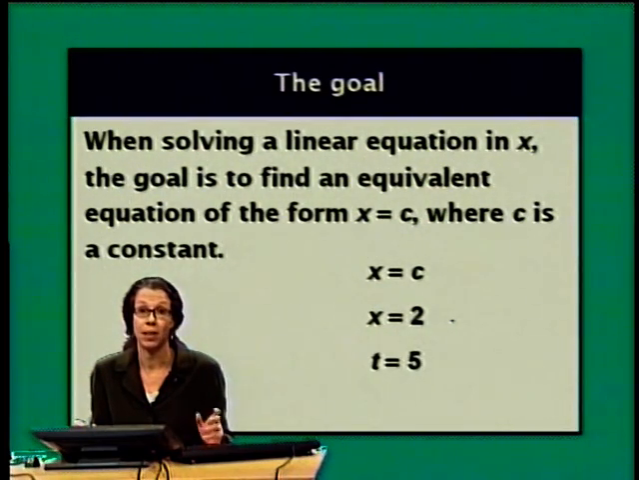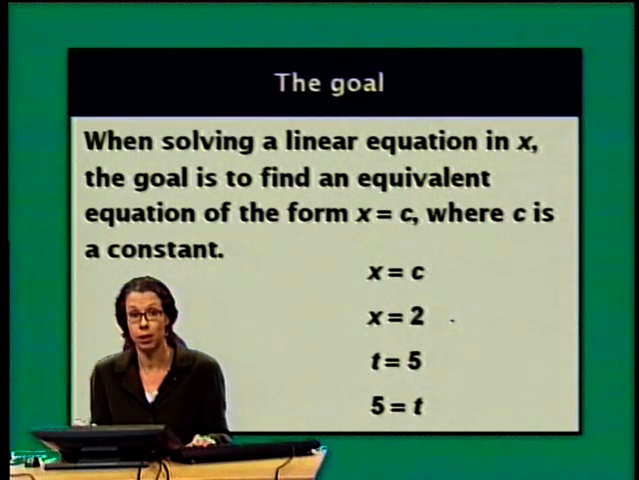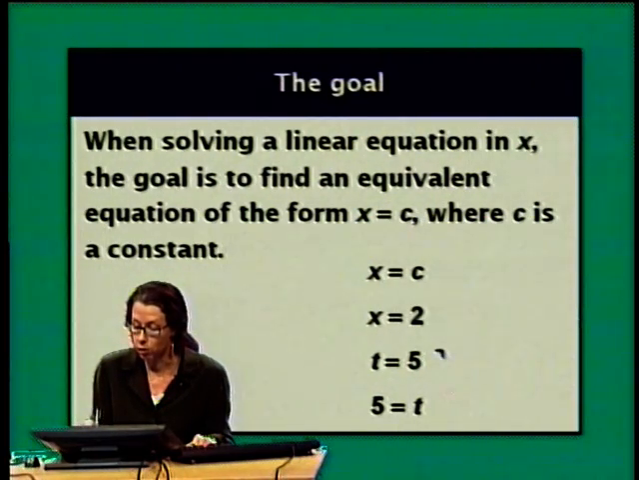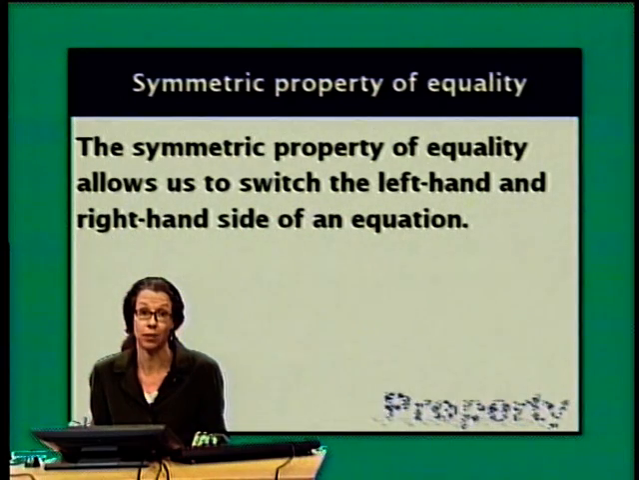We might end up with T equals 5 if we have a linear equation in T. What we end up with might look like 5 equals T rather than T equals 5. And these two equations clearly have the same solution. They're equivalent. So we'll see that we'll be able to switch the left-hand and right-hand side of an equation without changing the solution. And that actually has a fancy name.